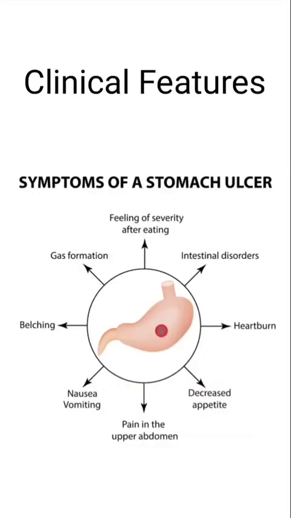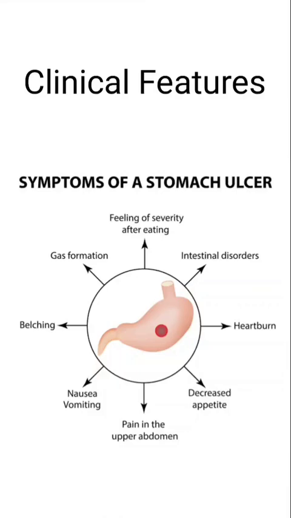Now let us have a look at the clinical features. The most common clinical feature of a stomach ulcer is severe burning pain in the epigastric region. Severe burning pain in the epigastric region immediately after food intake is seen in gastric ulcer patients. Now, if the location of the peptic ulcer is in the duodenal region, or if the patient is suffering from a duodenal ulcer, then this severe burning pain will be felt 1 to 2 hours after food intake.